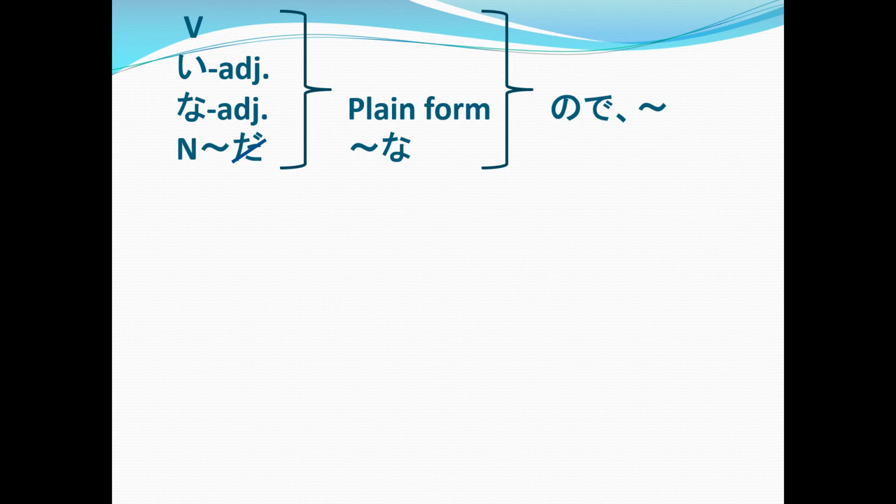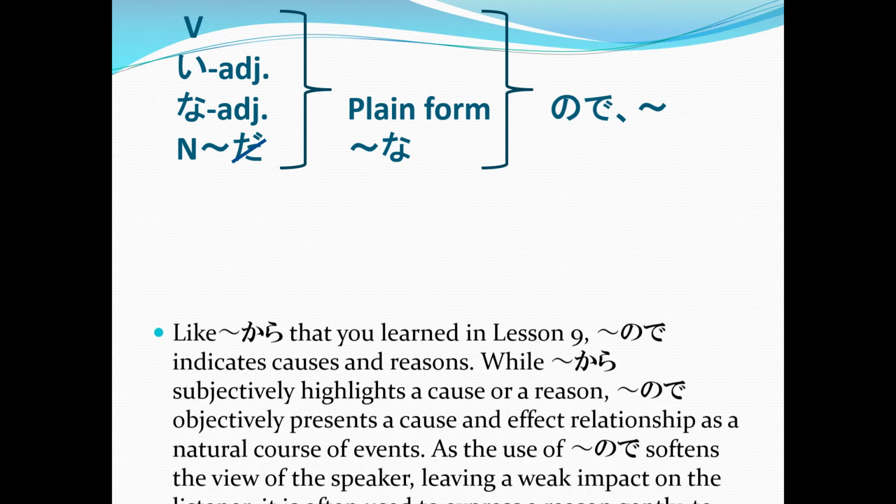So, verb in its plain form, node. E-adjective in its plain form, node. Na-adjective in its plain form, node. And then noun, na, node. And then another sentence. So, what's this node about?